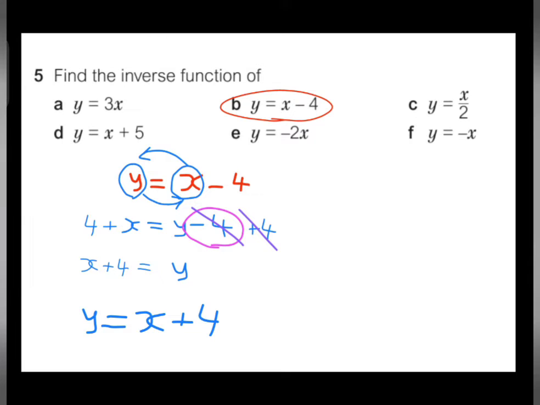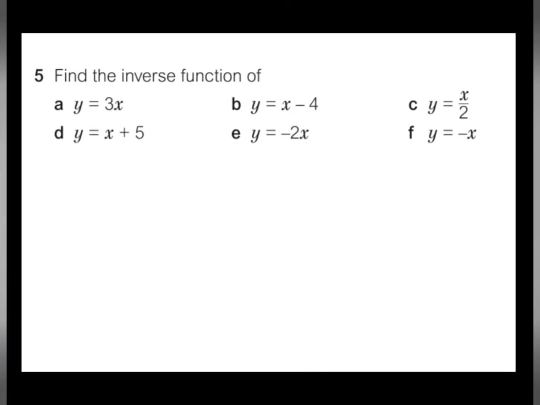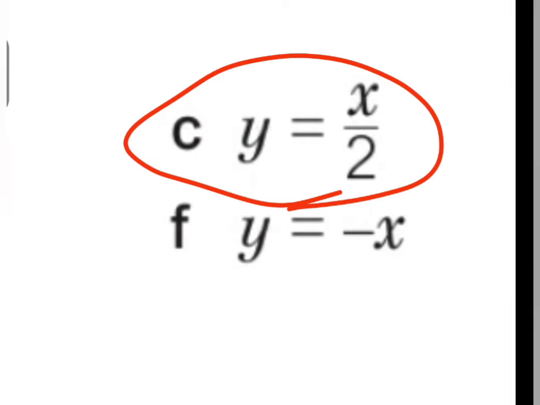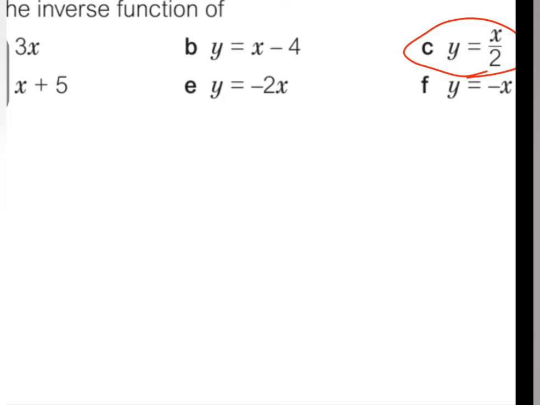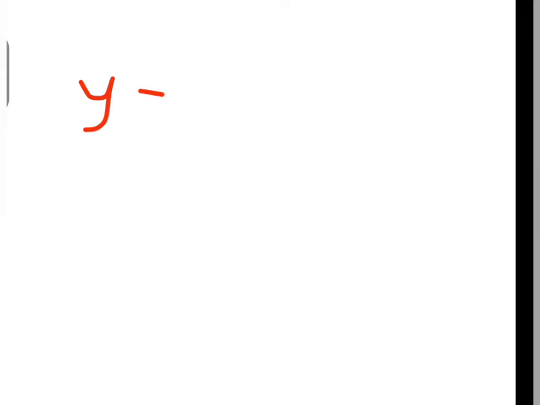Now, let's go ahead and find C. As I told you, you have to focus on the steps. The first step is replacing the x and the y, and then putting the y alone, as we did here, by doing the opposite with the numbers next to the y. Now, let's remove all of this and start answering C. Question C. Y equals x divide 2. Let's go ahead and write it here. Y equals x divide 2.